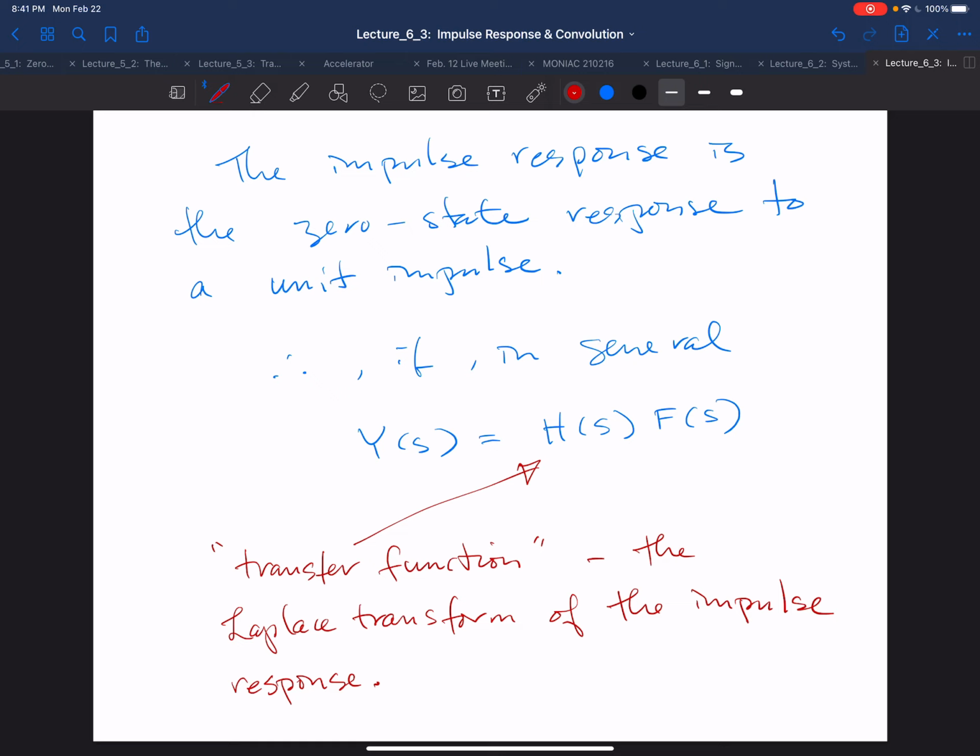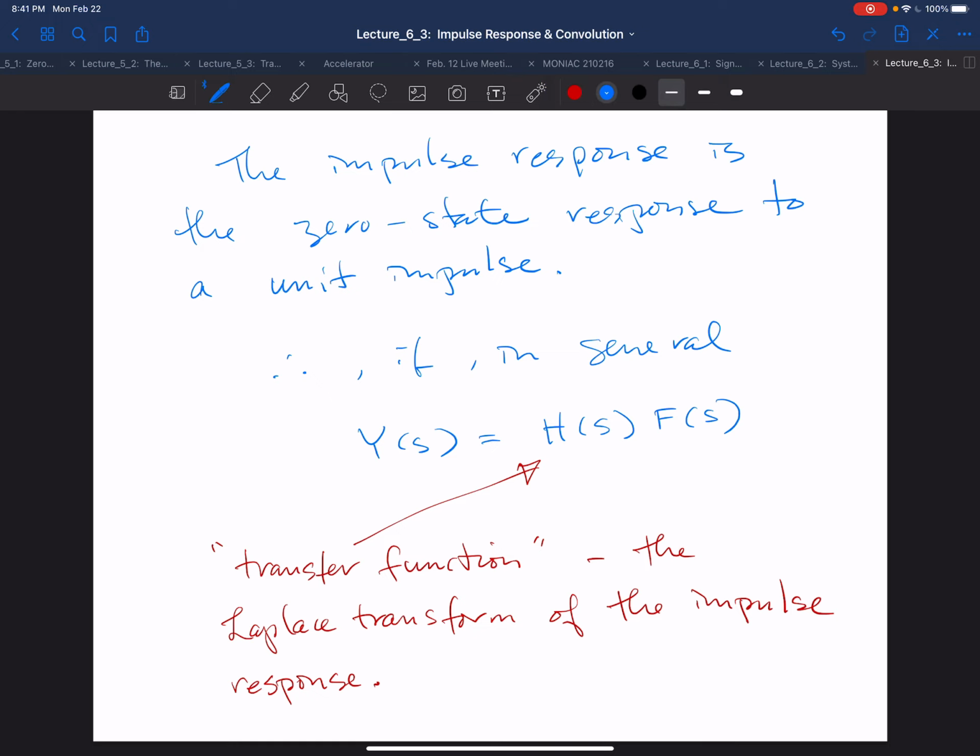So what does it mean that in order to get the response to some other input, other than a unit impulse, whose transform, say, is F(s), we just have to multiply F(s) by H(s), this transfer function, the Laplace transform of the impulse response? Well, again, we're multiplying here in the Laplace domain, and when we looked at the properties of the Laplace transform, we saw that the time domain counterpart of this multiplication in the Laplace domain is the operation of convolution.